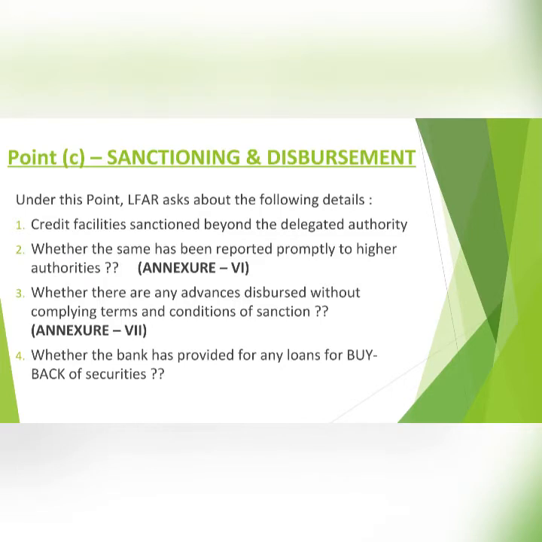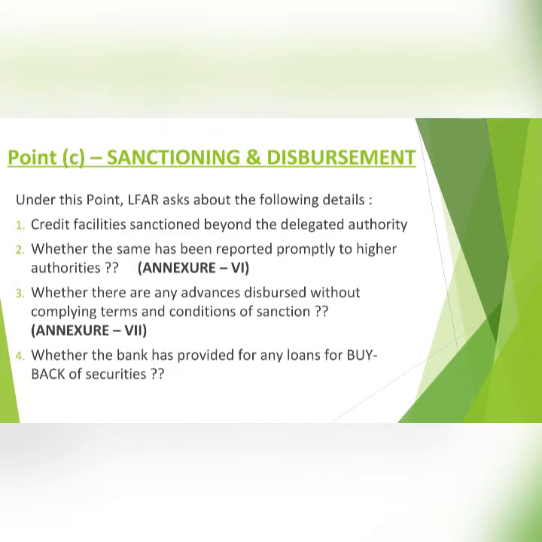Under this point, Clause 1 asks whether the credit facilities were sanctioned beyond the delegated authority. With regard to this point, as an auditor, we need to check with the branch manager the limit allowed to him to sanction any loan. While auditing advances, if we come across any such credit facility that is sanctioned beyond that limit, then the same has to be taken in our records and also be reported under this clause.